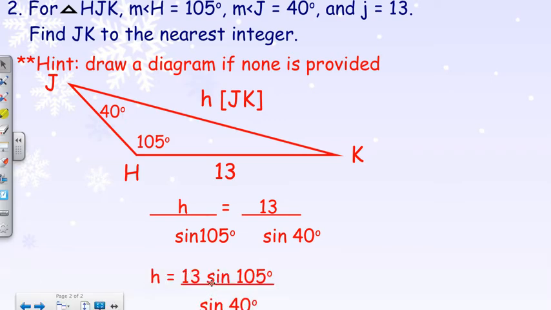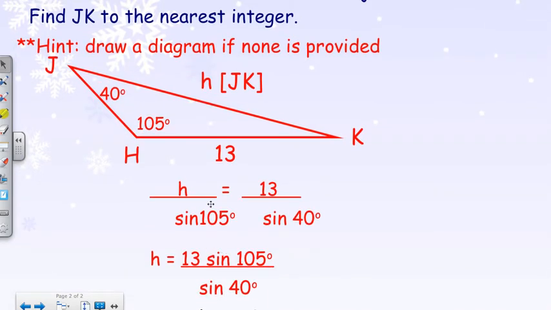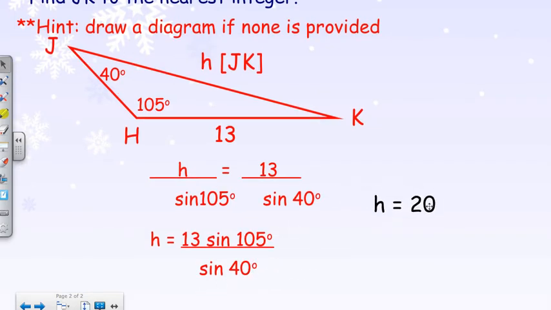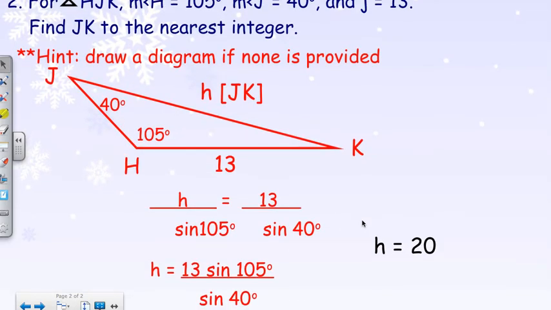and if I cross multiply, I have h is equal to 13 times sine of 105 degrees divided by the sine of 40 degrees. And when I put all of this into my calculator, what I'm going to get is that h is equal to 20. And again, I want this to make sense, that h is 20. h is opposite the largest angle, so it makes sense that it's going to be bigger than the side facing the 40-degree angle.